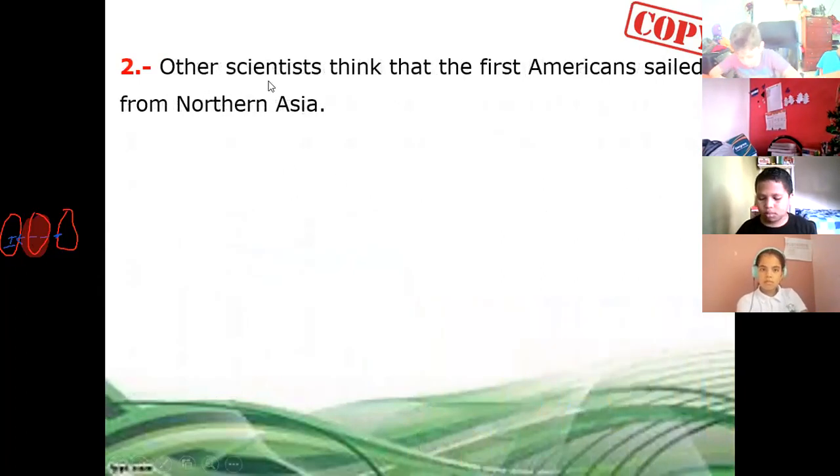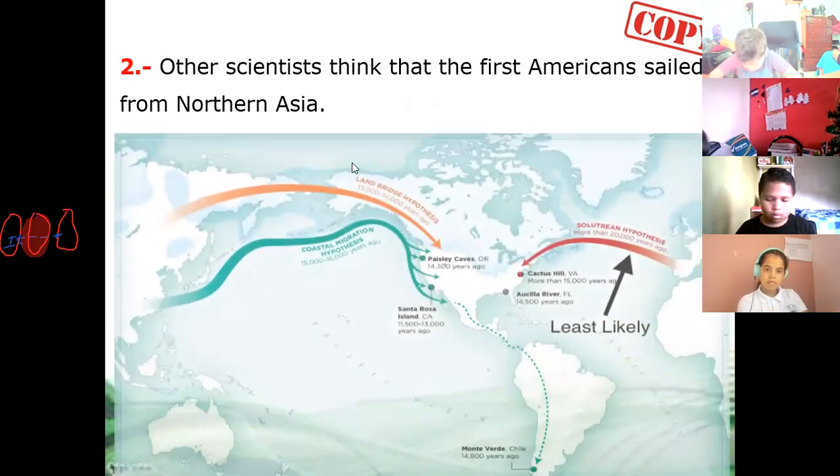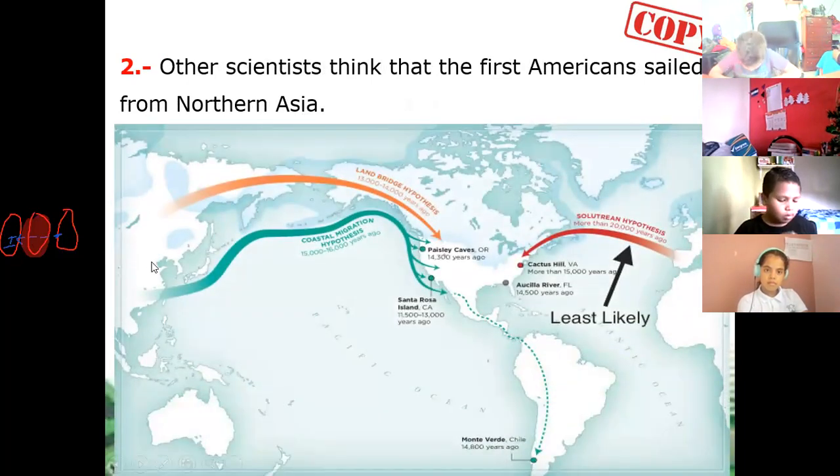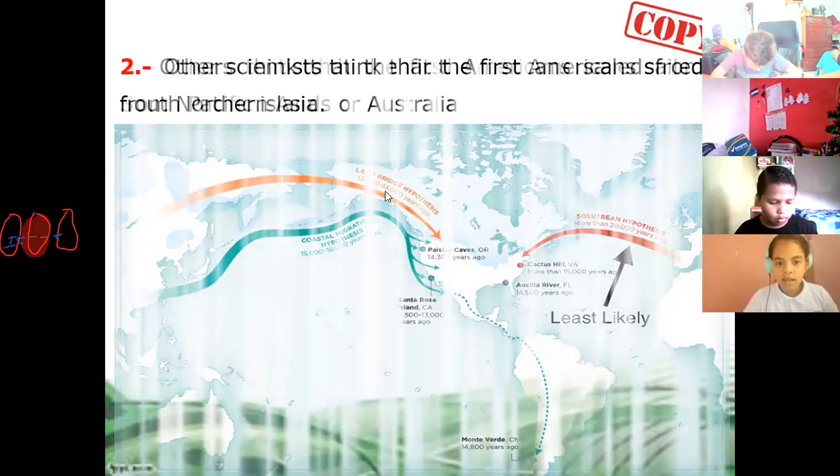The second one: other scientists think that the first Americans sailed from Northern Asia. See, this is Asia. So they sailed using canoes, okay, sail. The first one was walking. The second was by water.